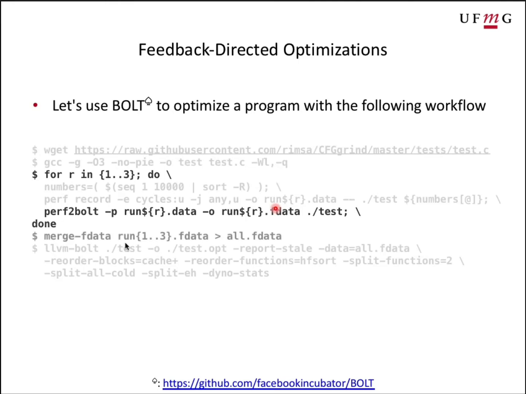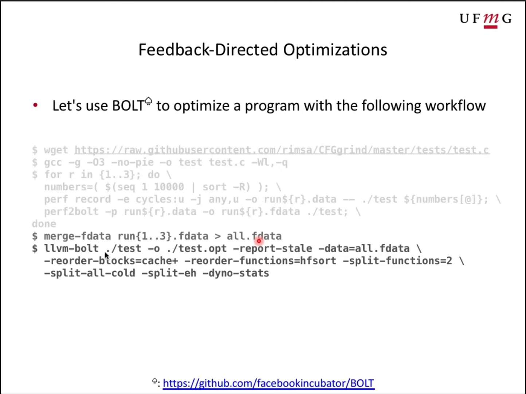Once all these 3 data for this workflow are done, we can merge all the information collected in these 3 runs in a collapsed format. So we call here merge-fdata. So to optimize this binary, we load the original binary, we generate an optimized version, and here we include the merged data of all the 3 executions. So I'm just selecting a more complex workflow so we can use feedback-driven optimizations.